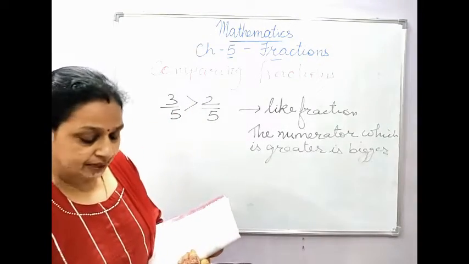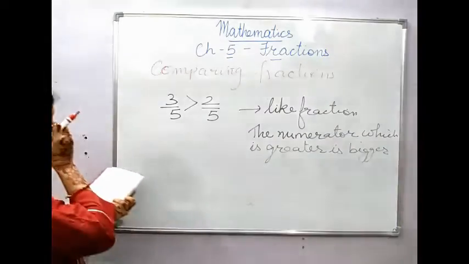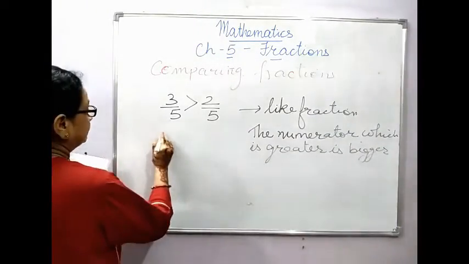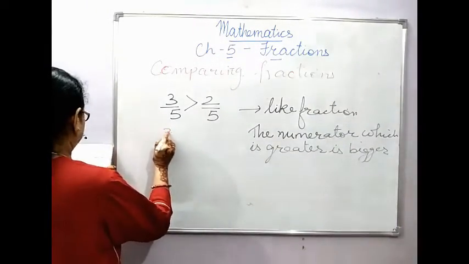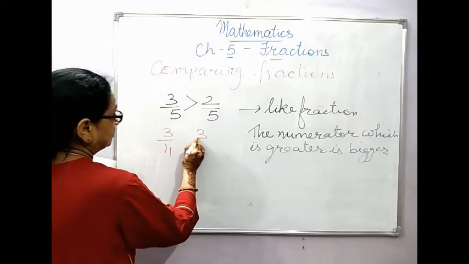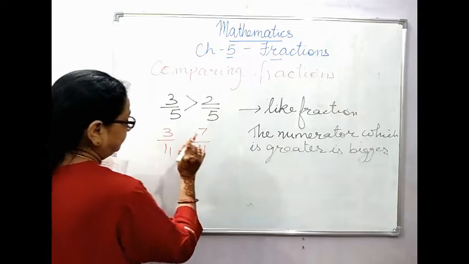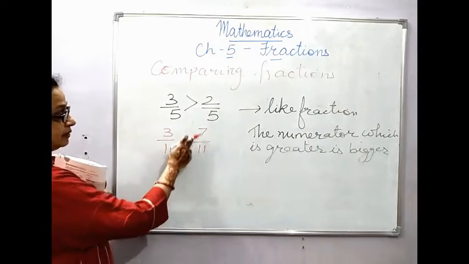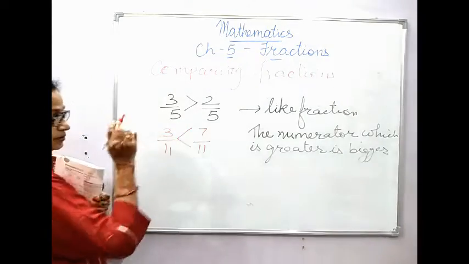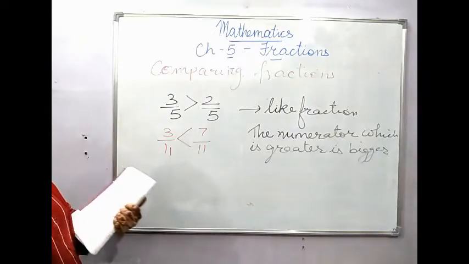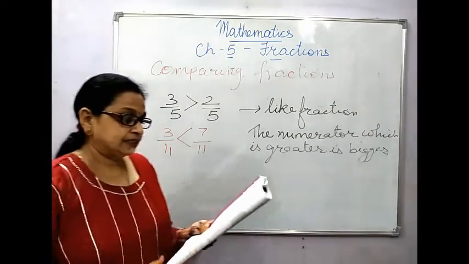I take another example, say if I take it from the book. Suppose I take 3 upon 11 and 7 upon 11. Denominators are same. This is bigger. Okay. Now we move on to next.